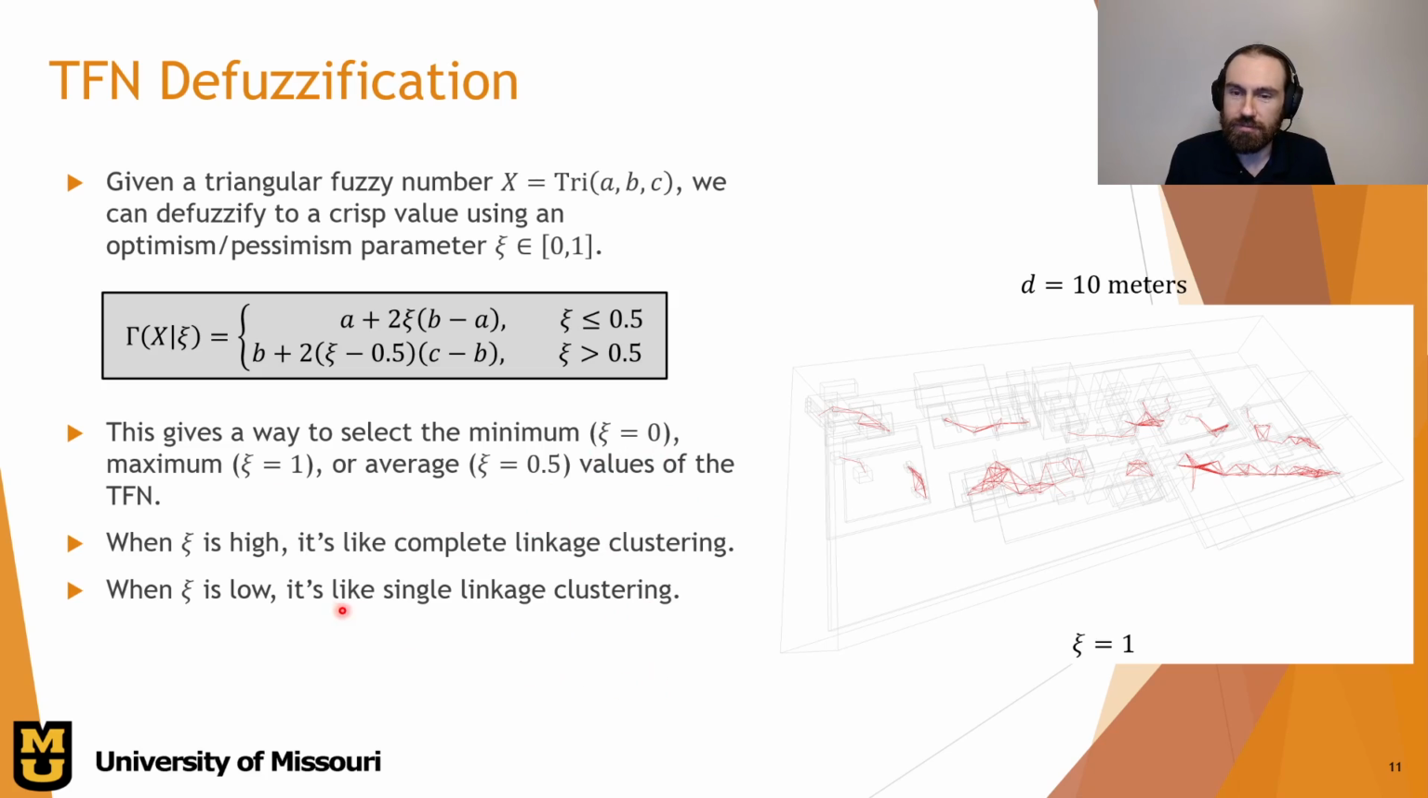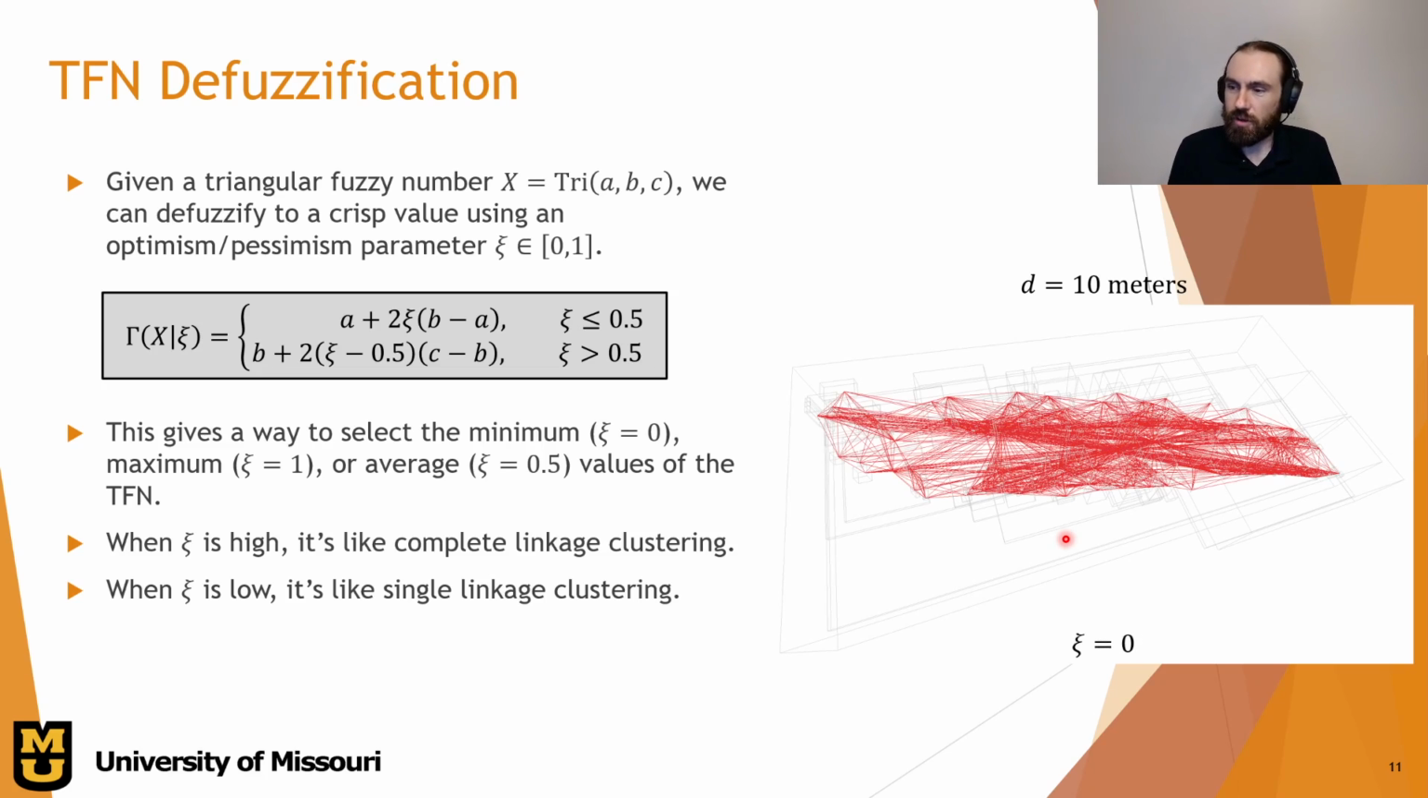And so when this value is high, what we end up doing is we interpret the distances to be very large, and we end up doing something like complete linkage clustering. So if we were to draw the distances between all the objects in the scene, we would get these compact clusters where our threshold here is 10 meters. If we decrease this parameter, we start to get a little bit more connection. So the distances are being interpreted to be a little bit shorter. And as we continue to decrease, we get more and more connections. And as we go all the way down, anything that is within 10 meters of another object is going to get an edge. And so we're going to get lots and lots of edges in this graph. It's kind of like single linkage clustering at that point.